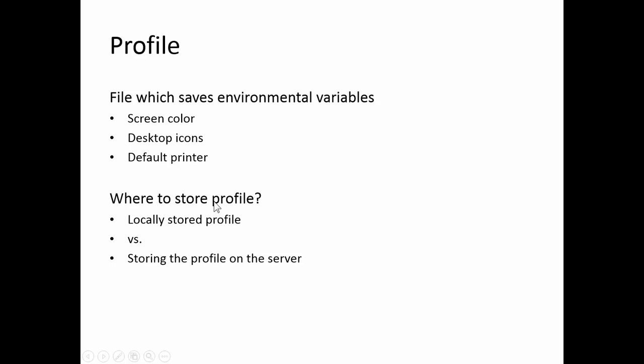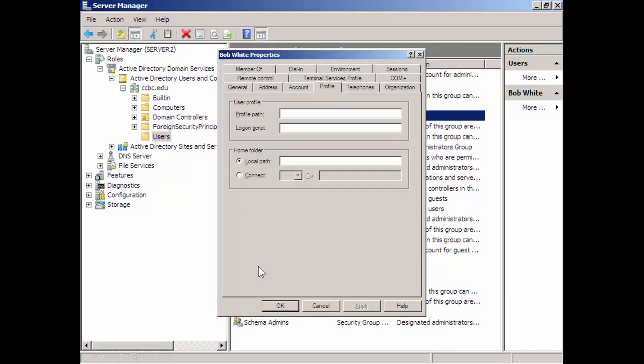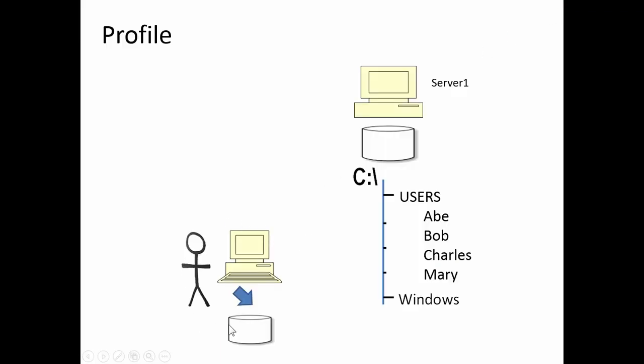Where can the profile be stored? It can be stored on the local computer, or it can be stored up on the server. By default, if you look under User Account Properties for Bob, under Profile, it doesn't specify anything. So what that means, if the user changes his screen color, they are saved to the profile, which is on the local hard disk of the workstation where the user is.